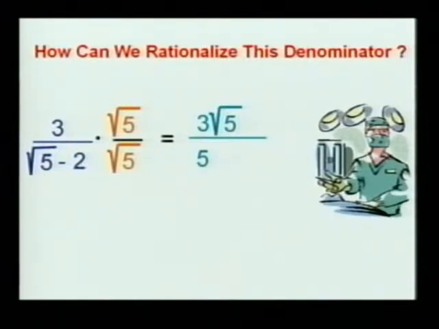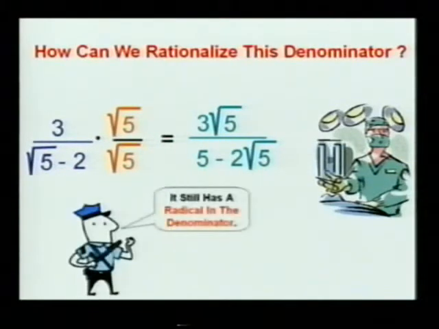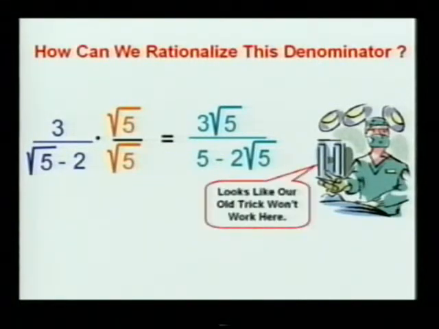That's 5, right? Gotta multiply here. I'm getting a radical again. That's not gonna work in this case. Why? Because there's addition, or actually there's subtraction. Anytime there's addition and subtraction, our old trick isn't gonna work, multiplying top and bottom by the radical. So, well, it didn't work.